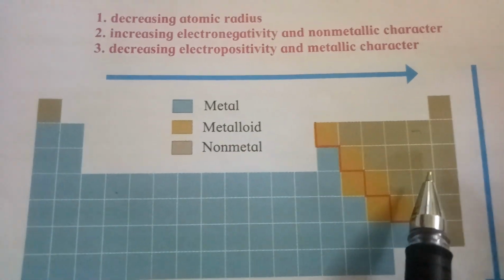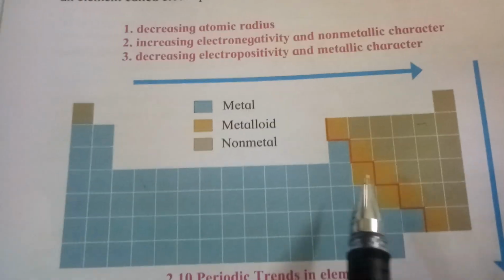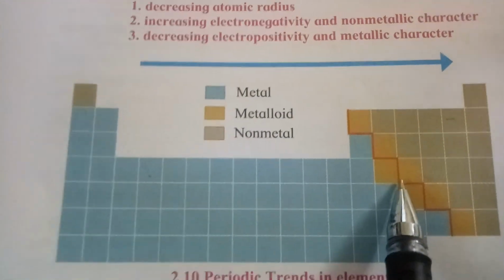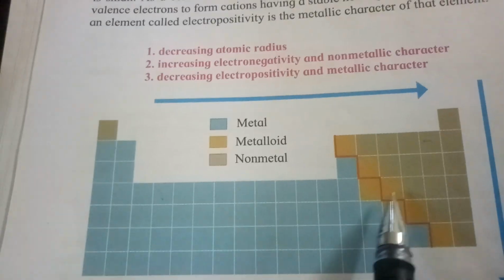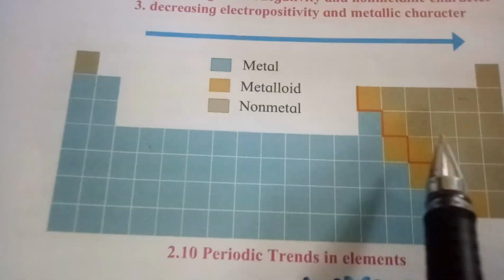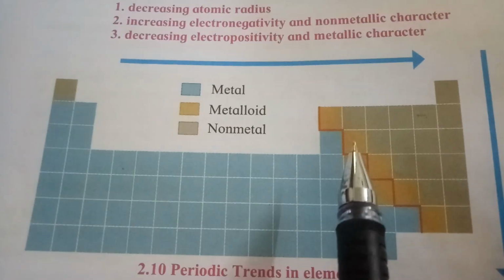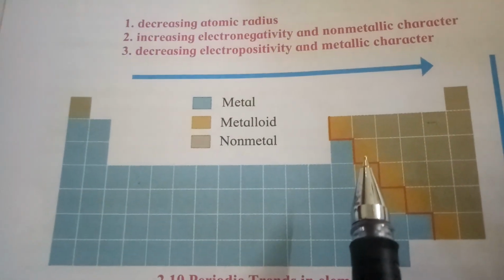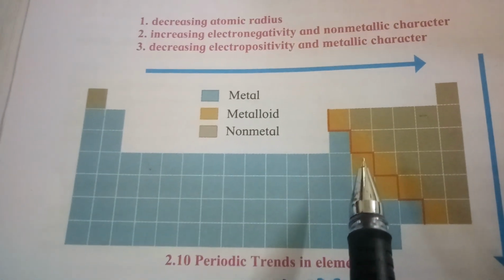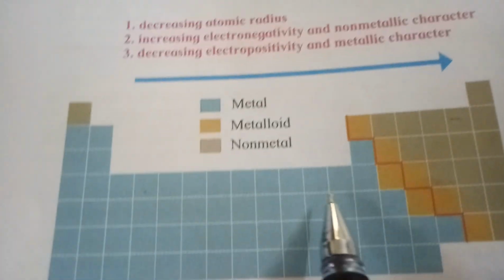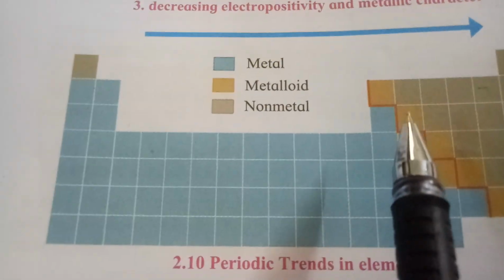Here, metalloids are the elements. Silicon and other metalloids lie in between the metal and non-metal. It is seen that the zigzag line separates the metal from the non-metal in the periodic table. This is the zigzag line which separates the metal and non-metal.